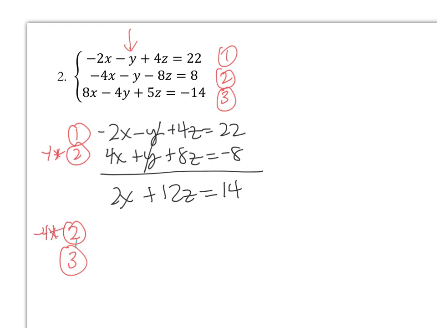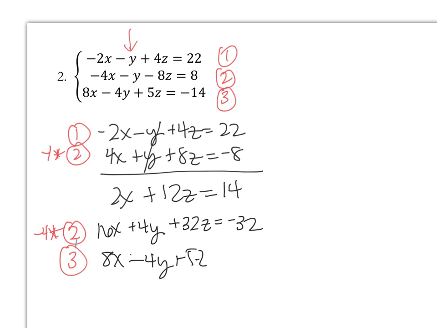So then we are going to get -4 times -4 is 16x, then it's plus 4y, -4 plus 32z equals -32. And then we have 8x minus 4y plus 5z equals -14. The y's are going to eliminate, which is what we wanted to happen. And we get 24x plus 37z equals -46.